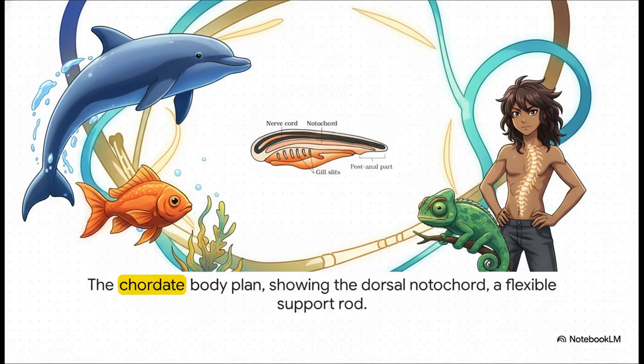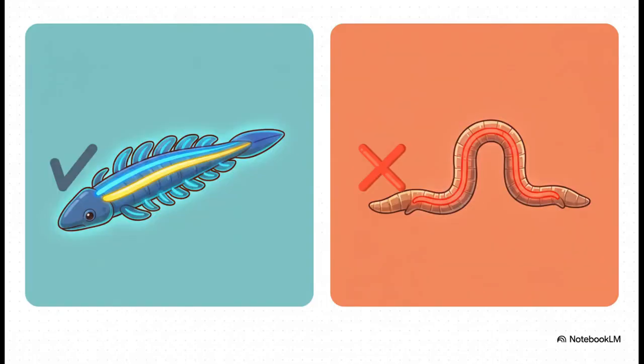Just think of it as a stiff, flexible rod that runs along an animal's back. It's made from that same mesoderm layer, and its job is to provide skeletal support. In some animals, it sticks around for their whole life, but in others, like us, it's basically the first draft for what will eventually become our backbone. Any animal that has a notochord at some point in its life is called a chordate. Everything else is a non-chordate.